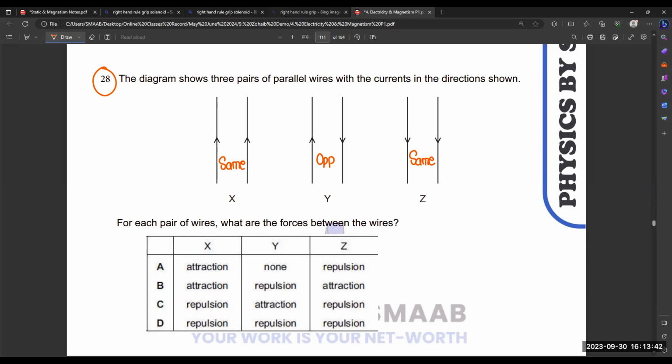So what will be the force in the first case, X? Is it the same or opposite? Because when the current direction is the same, what do you think the magnetic field will do? There will be a force.